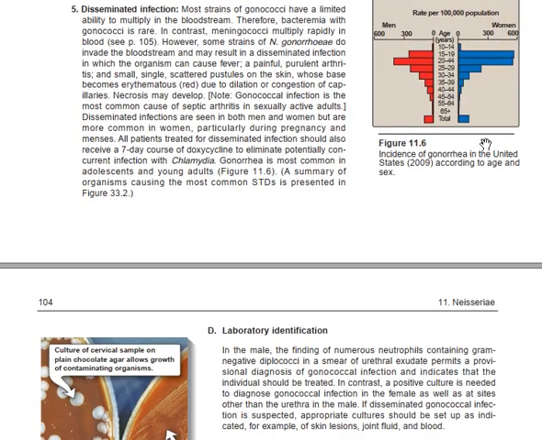Now, the next one is the incidence of gonorrhea in the United States. You need to know that gonorrhea incidence has highly reduced as compared to the past. Is it clear? So these are the different age groups of the incidence of gonorrhea.